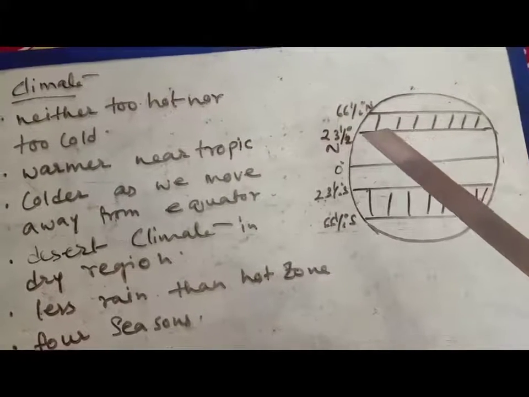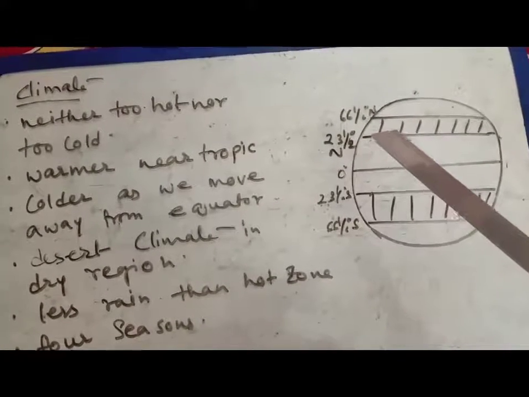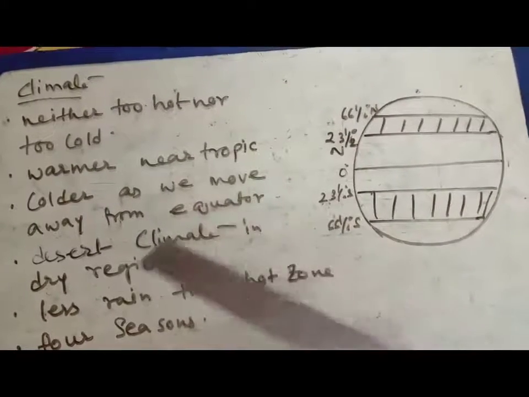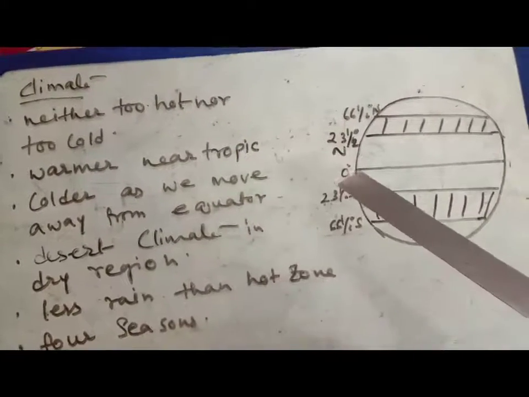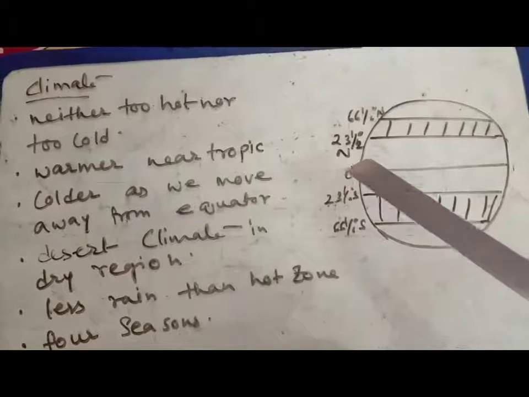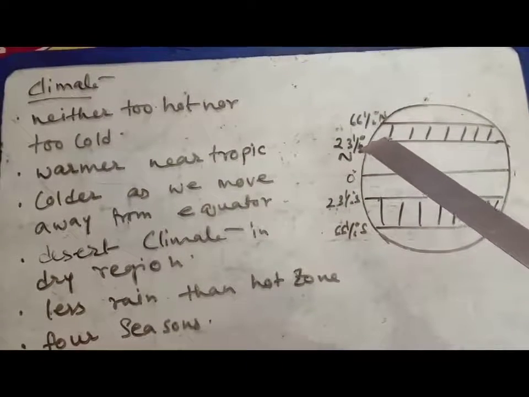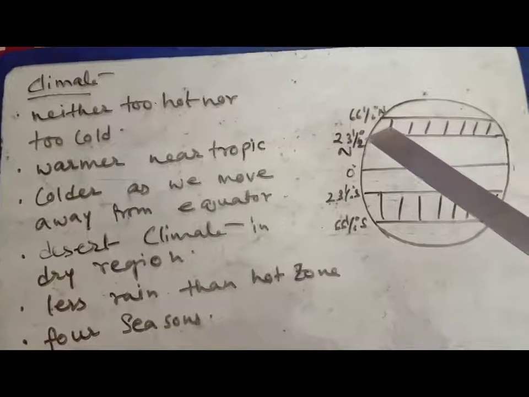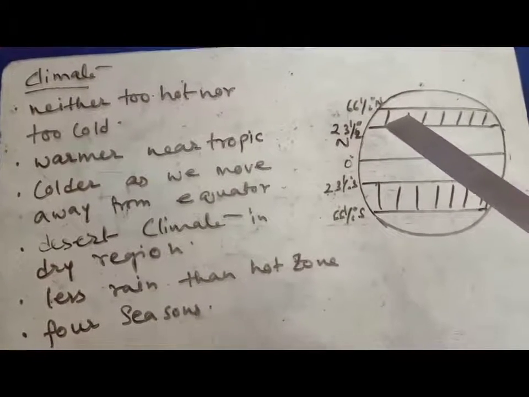But the place which is near to the tropic will obviously be warmer, and it gets colder as we move away from the equator. You can see this is the equator, and if we move to the frigid zone, the Arctic zone, obviously we will feel colder.